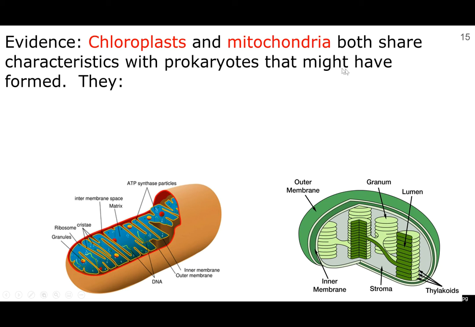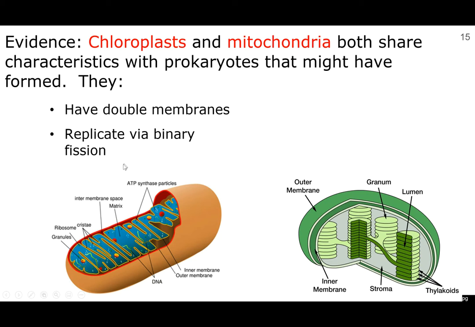So chloroplasts and mitochondria have characteristics that prokaryotes have. They have double membranes. So you can see in a chloroplast, here's the outer membrane, and then there's the inner membrane. You can kind of see here, the orange is the outside of the membrane, and you've got that double membrane on the inside, the red for the mitochondria. These guys replicate via binary fission. They replicate on their own.